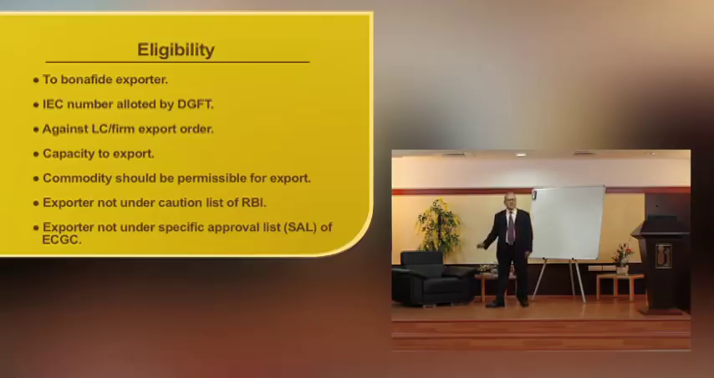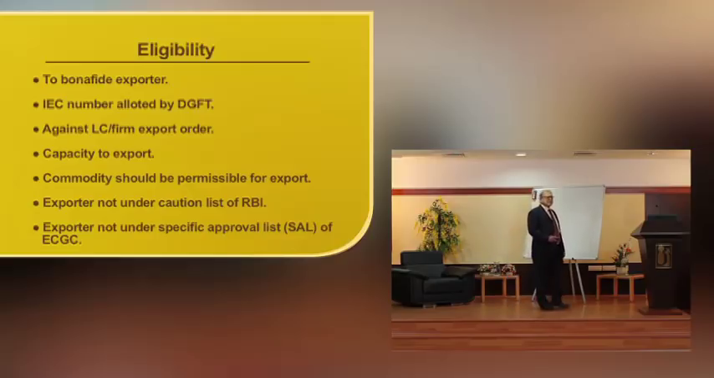Let's go to the next slide and try to understand some more details. Most important, how do you make a decision whether you would like to finance an exporter or not? See, these are all facilities to the exporters. Let's understand this. How will you make a decision? First of all, it should be a bona fide exporter. That needs no clarification. That's very clear. Next is the IEC number allotted by DGFT.